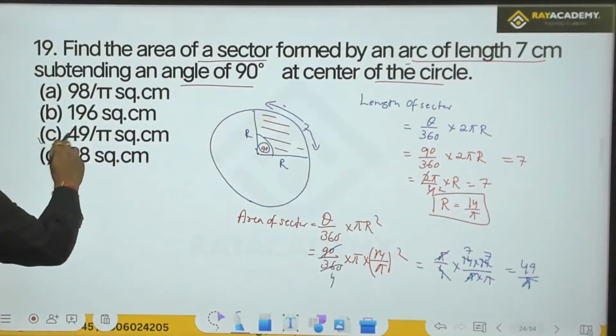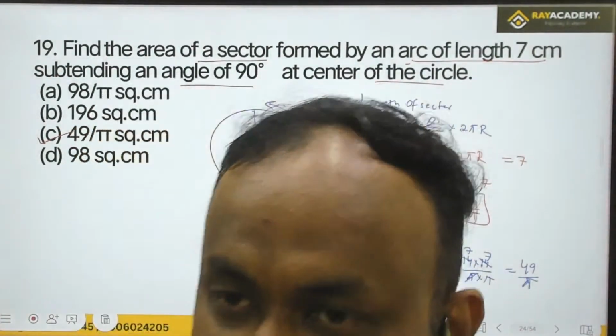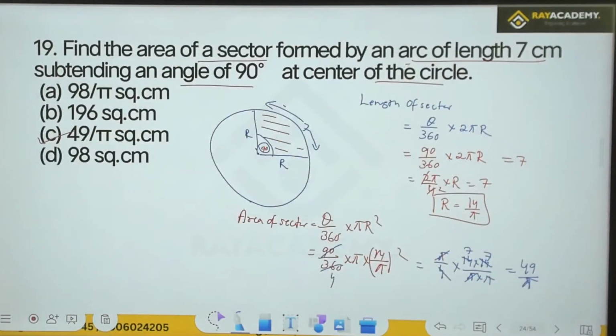49 by pi square centimeter. So for this question, for the length of the arc, this is the general formula you need to know. It is equal to theta by 360 into the perimeter of the circle, that is 2 pi r. And area of the sector is theta by 360 multiplied with the area of the whole circle, that is pi r square. After that, solving the numericals.